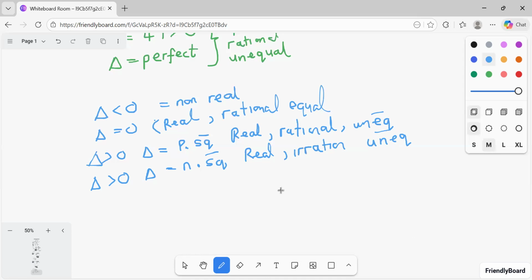Just find one or two questions that you can attempt and apply the steps that we were taking. First, you find whether the roots are equal or not equal by using the quadratic formula. Then after you are done, you use the delta formula to find whether they are real and rational or real and irrational.